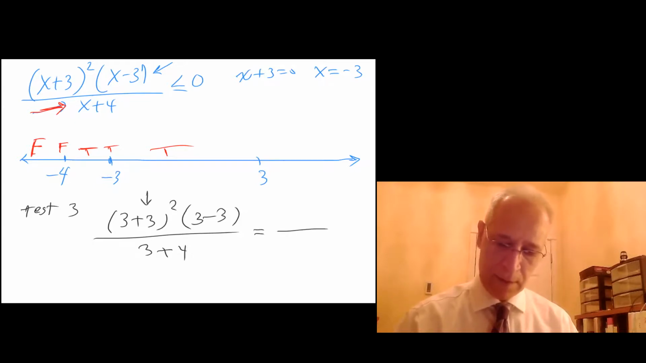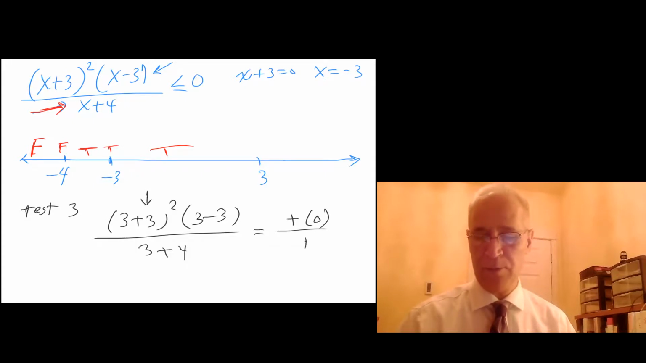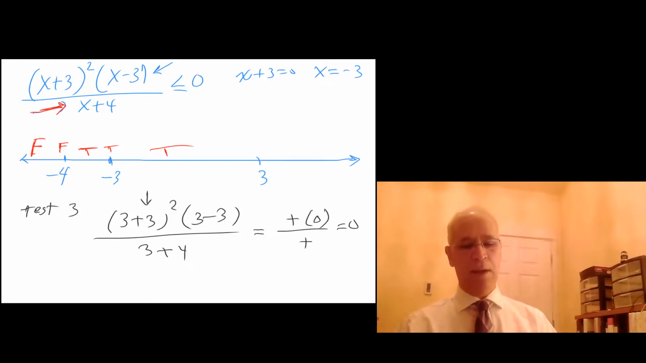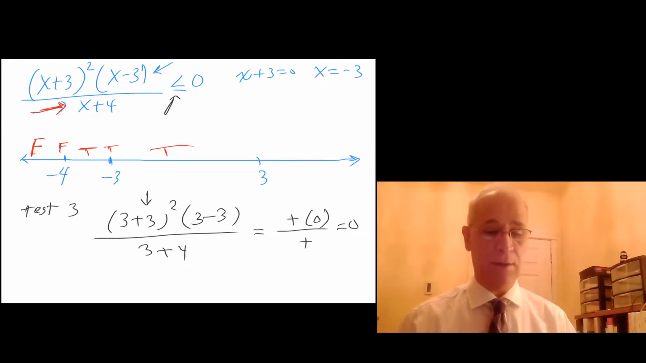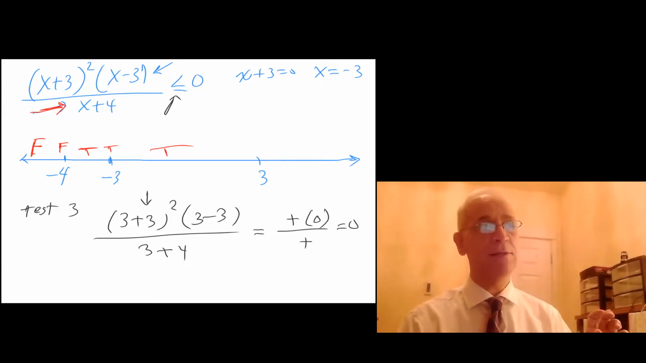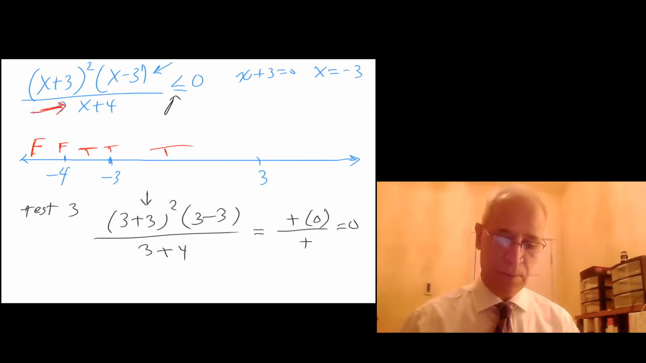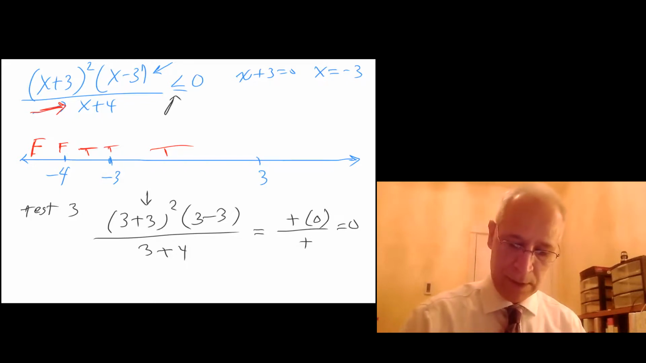This right here is going to give me positive 27, positive times 0 over positive. So it's 0 divided by positive. So the end result is 0. And 0 is part of the domain. When the left-hand side is 0, this inequality is true. So I'm going to put T in here.